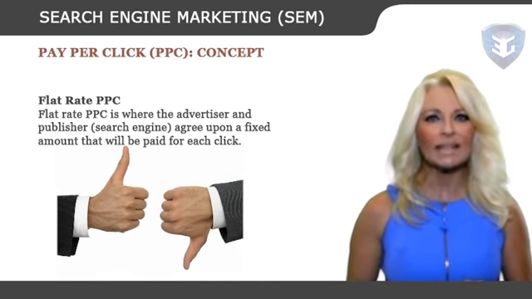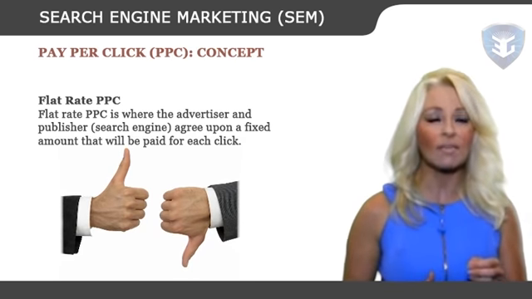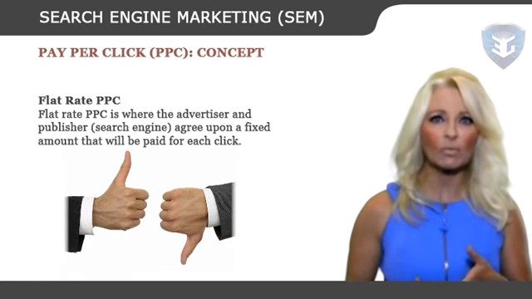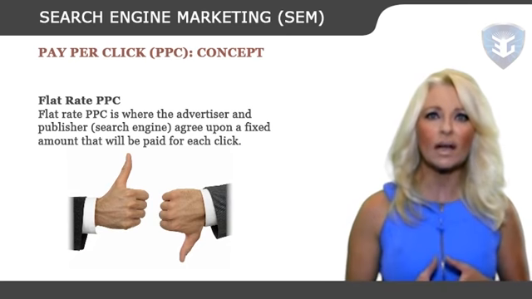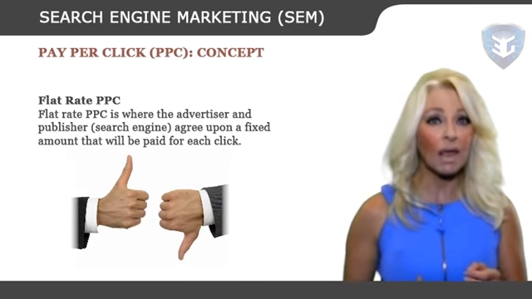Flat rate PPC. Flat rate PPC is where the advertiser and publisher, the search engine, agree upon a fixed amount that will be paid for each click. The publisher has a rate that determines the cost per click, or CPC, based on the competition of the term, meaning how many other people want to pay for that click too.